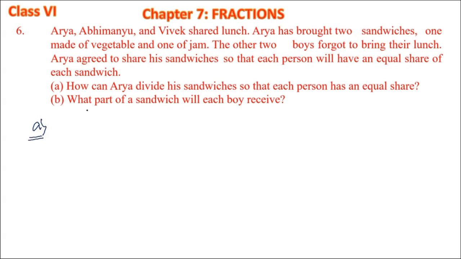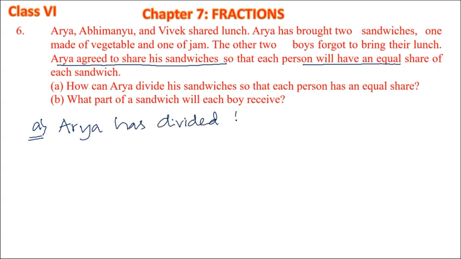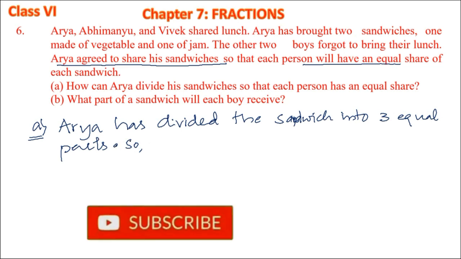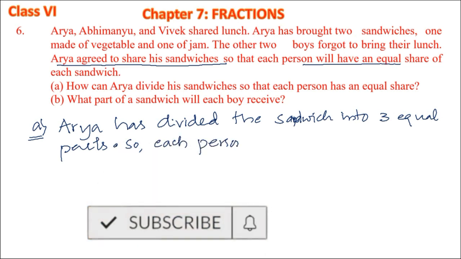To answer the first question, we need to understand the statement here. Arya agreed to share his sandwiches so that each person will have an equal share. So it means that he has to divide the sandwich into 3 equal parts. So let me mention that Arya has divided the sandwich into 3 equal parts. So each person will get 1 part.